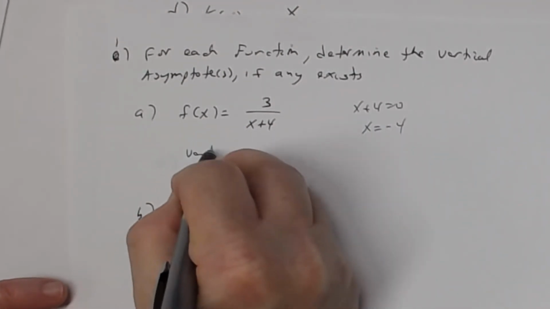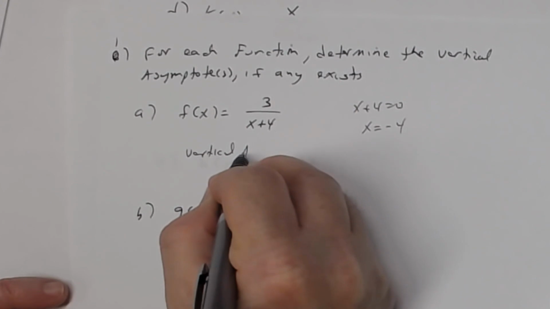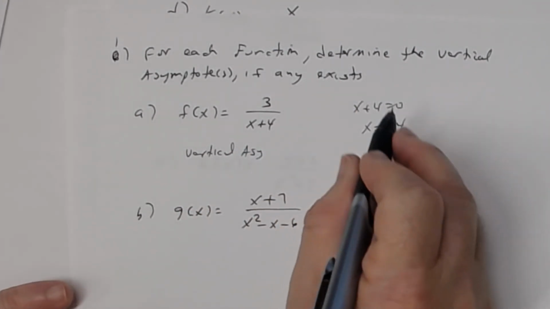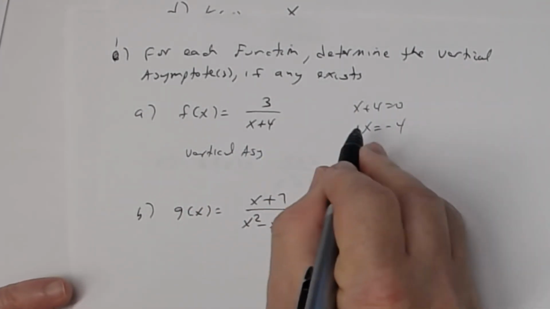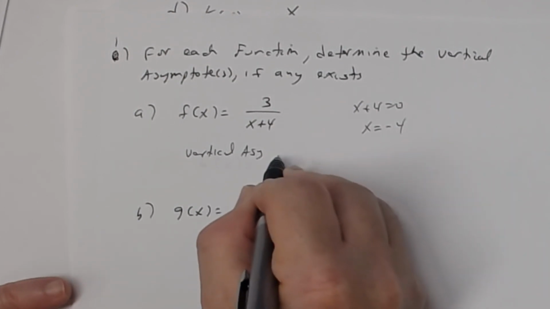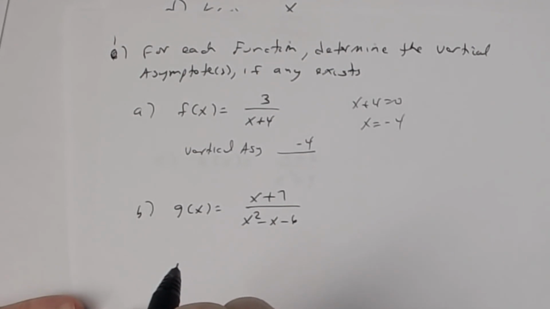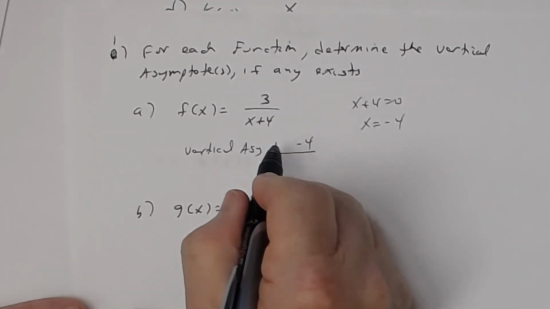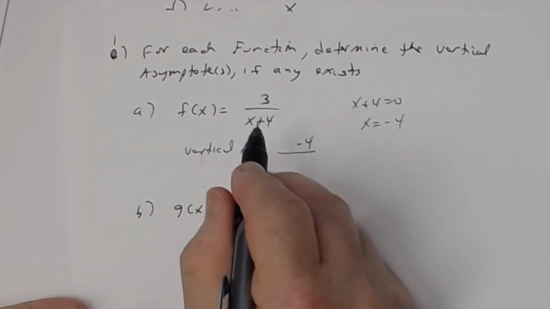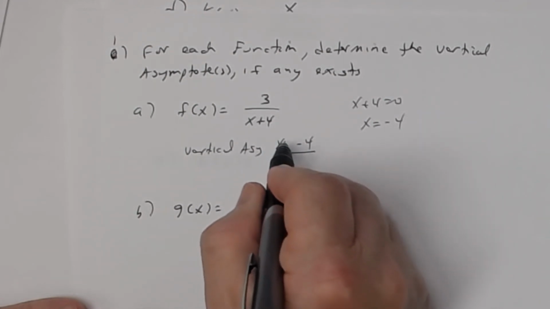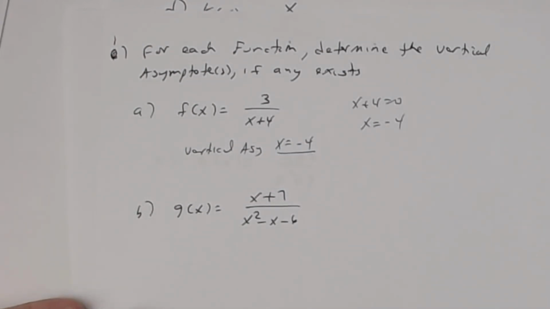So you're going to say vertical asymptote. Remember, a vertical asymptote is a vertical line, so make sure you say x equals. Don't just say negative 4. In other words, if you put in the blank just negative 4, you cannot get full credit. It's very important you remember that a vertical asymptote is a vertical line, so you have to name it using an equation. So x equals negative 4, and that's it.